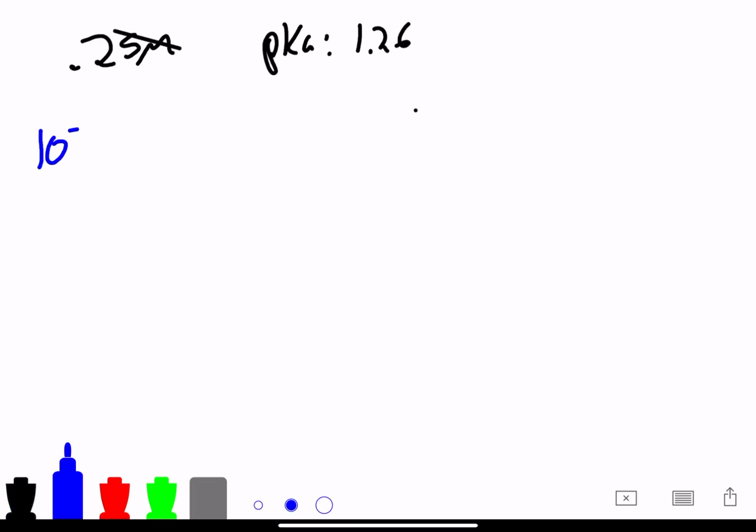So we have a 0.25 molar of dichloroacetic acid, and the pKa for that is going to be 1.26. Okay, so like last time, we're going to set up an expression. So the pKa is just the opposite of log of the Ka. So to get the Ka, we just need to go 10 to the negative 1.26, which is equal to 0.055. And now we can set up our expression.